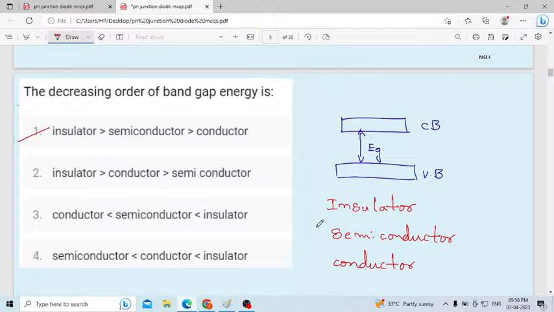Always remember, in an insulator the energy gap will be more than 3 electron volt. In the case of a semiconductor, the energy gap will be less than 3 electron volt. In a conductor, the energy gap will be 0. That one you have to remember.